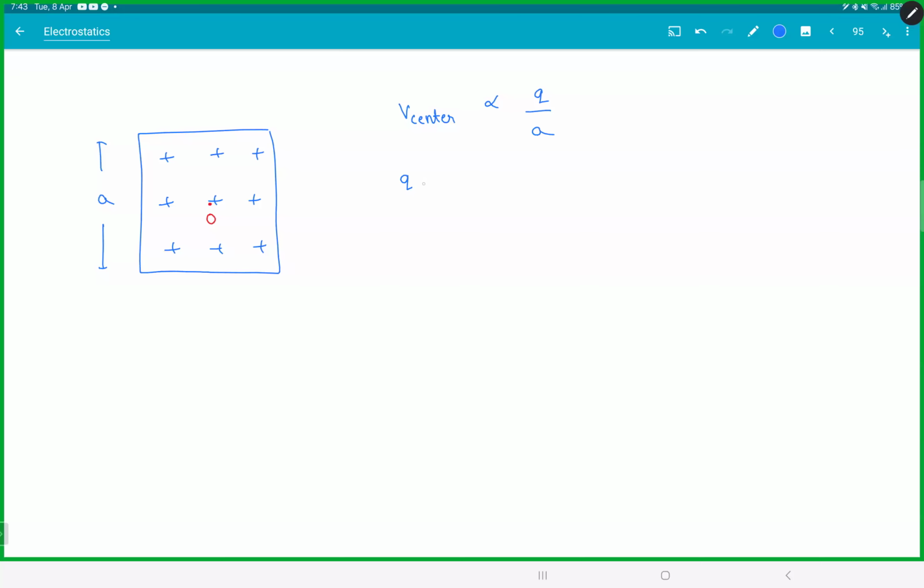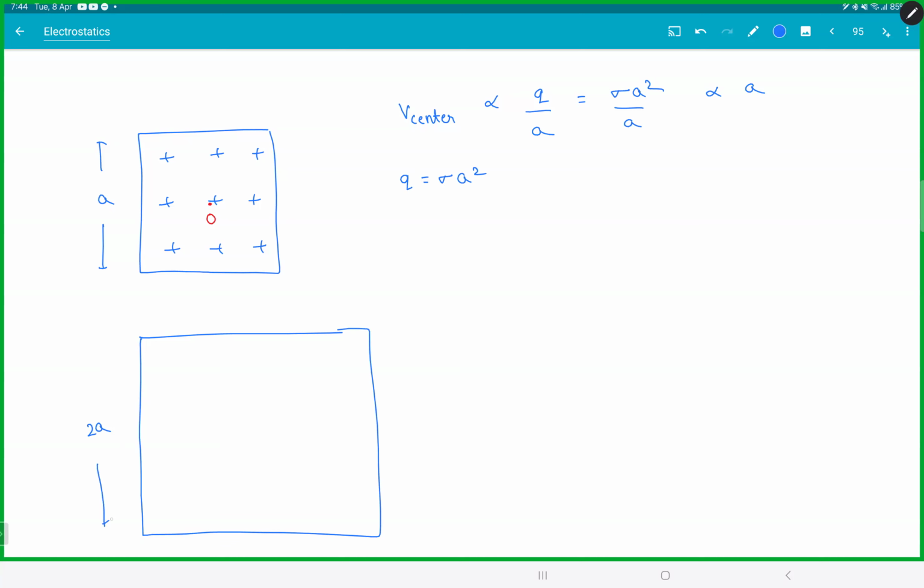Now the charge on the plate will be equal to sigma into a square. So this will be sigma into a square by a. So this is actually proportional to a. That means the bigger the square plate, the more potential you have. So now if I take a square plate of side 2a, this plate which I'm taking here, this point is A. This point becomes the center, isn't it?